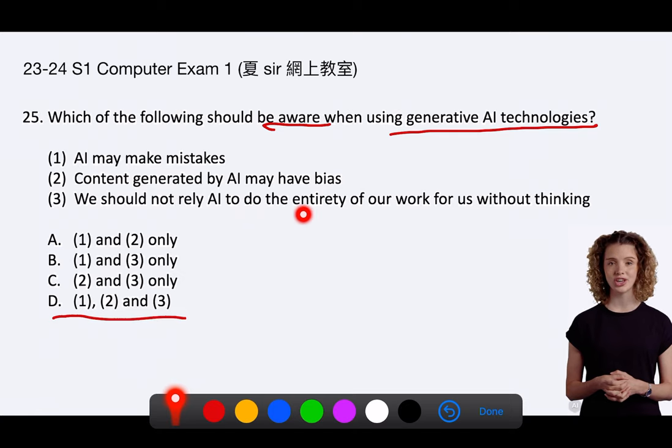3. We should not rely on AI to do the entirety of our work for us without thinking. It's important to remain critical and not blindly trust AI output. Users should apply their own expertise and judgment to complement AI's capabilities. All three points are important to understand the limitations and responsibilities when engaging with generative AI technologies.